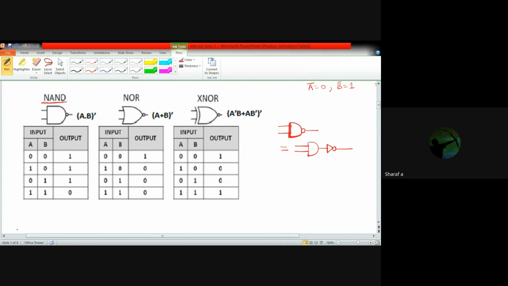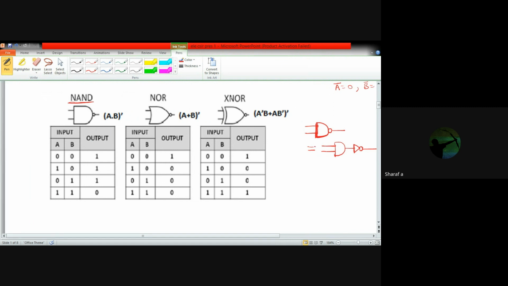And that you can also see from this truth table. I hope you can see all these values. So when A equals 0, B equals 0, the output will be 1. Because when you consider the AND gate, 0 into 0 is 0, then taking the complement of that value will be 1. Okay. Then you consider 1 into 0. Just consider the AND gate operation, then take the complement.